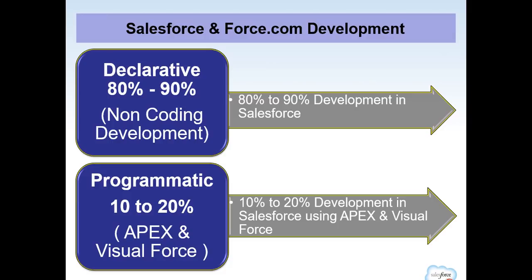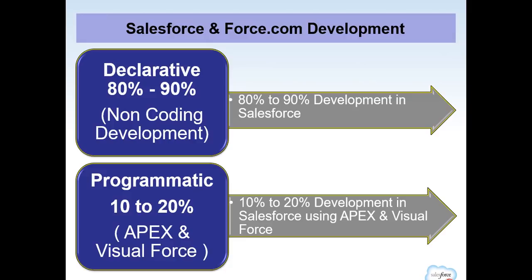So just imagine, I'm going to repeat it once again. Imagine you are going to work on a Salesforce project, which is 100% of the project. Out of 100%, 80% development we do without any coding. So if you do not have any programming or coding knowledge, you can develop up to 80% of any Salesforce project, right? And that development happens without any programming, only by using drag and drop, point and click. Okay, so that is called declarative development.